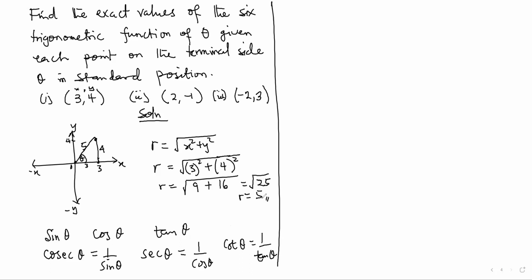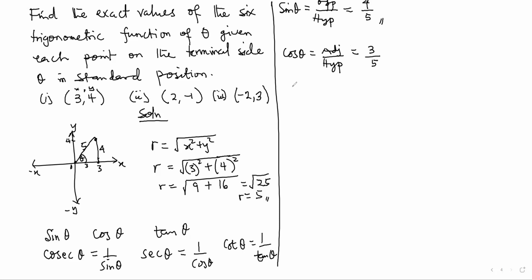Now, having gotten R to be 5, we now start solving. We all know that sine is opposite over hypotenuse. So what's my opposite? My opposite is 4, and my hypotenuse is 5. We are through. Let's come to cos. Cos is adjacent over hypotenuse. What's my adjacent? Adjacent is 3. The hypotenuse is 5.